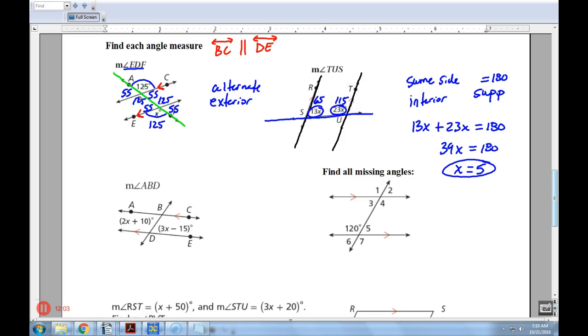Alright, this next diagram, I don't really love the setup. I see the parallel lines. I see the transversal. The problem with this diagram is it's kind of arbitrary what angles these two represent.